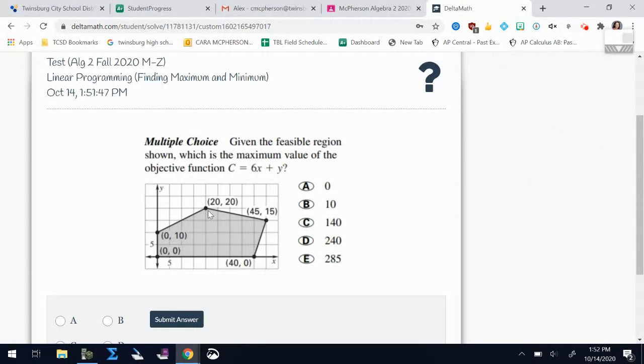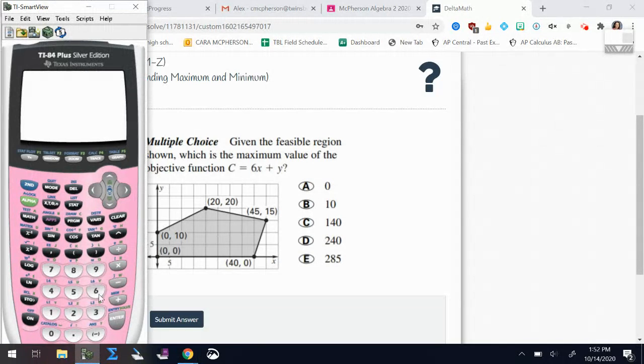When I put 20, 20 in, and again, you can grab a calculator. I think it's nice to have that close. So 6 times 20 is 120 plus 20, that's 140. So right now, that's the winner so far. Then I'm going to put 45, 15 in. So 6 times 45. And here, let me show you about my calculator. If you want, you can just jump on a calculator, type in 6 times 45, and then plus the y value is 15. I get 285, which is definitely the highest thing I'm seeing so far.